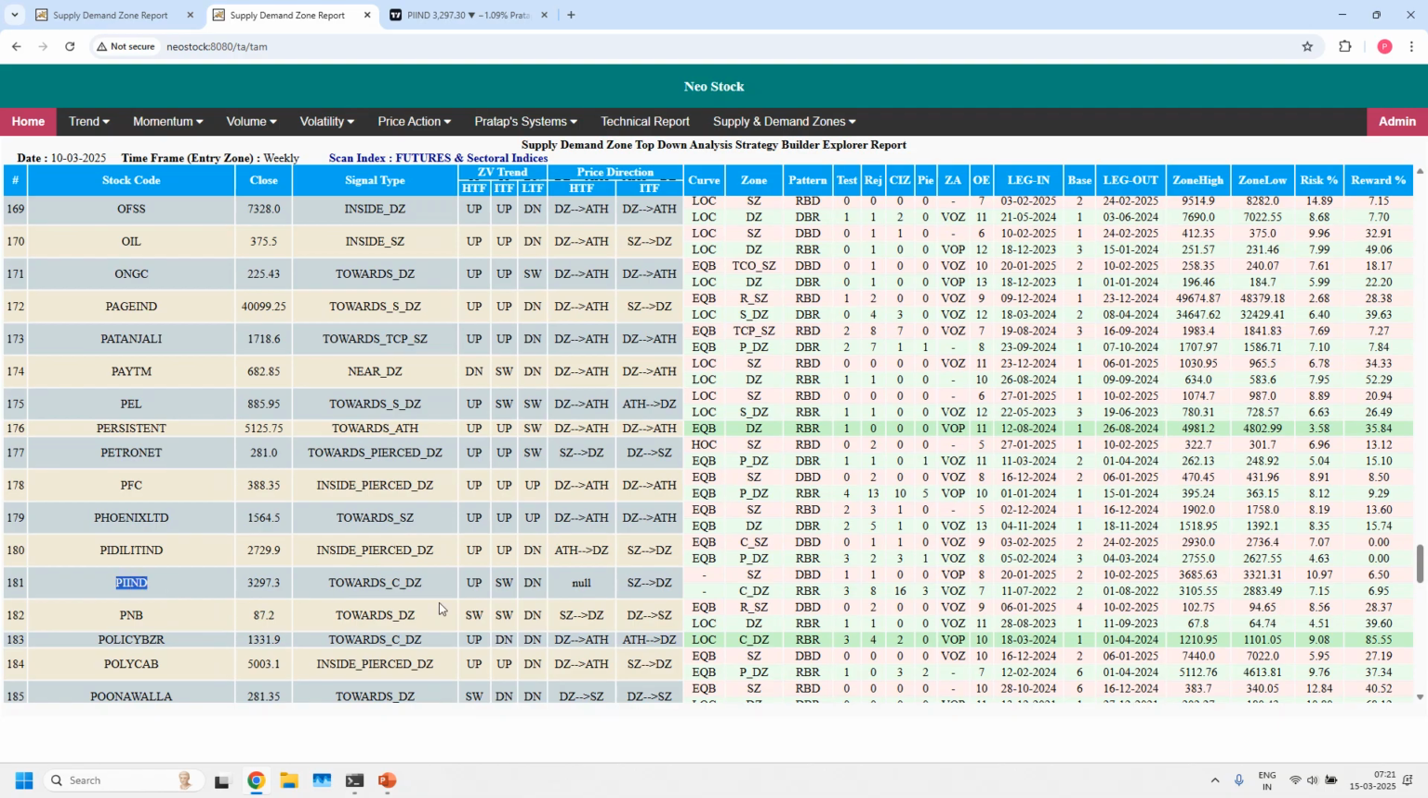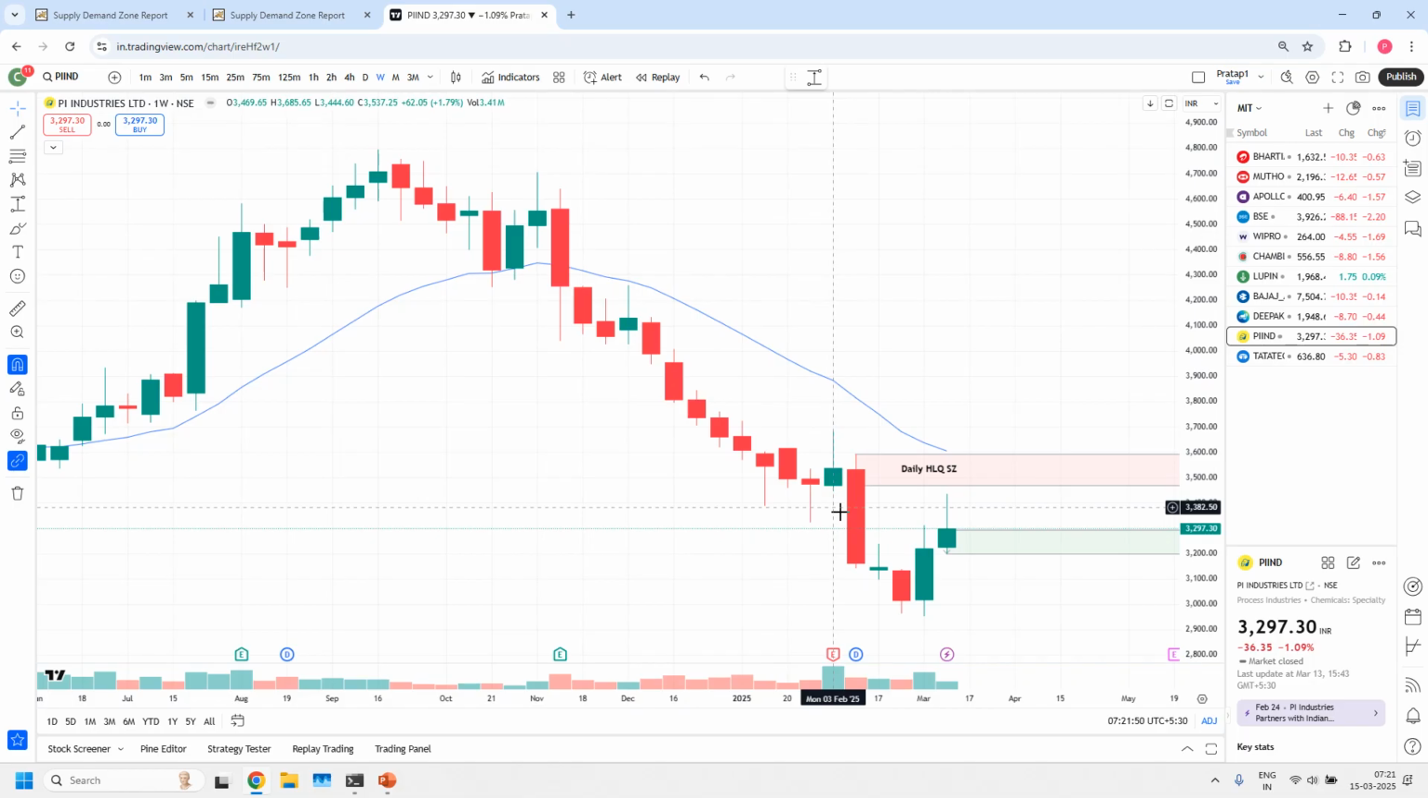So this is PI Industries. The supply zone is a normal supply zone only. See, 21 2025, two base candles. After that, 10 February 2025. See, this leg out is 10 February 2025. So let us filter. Let us draw the zone.